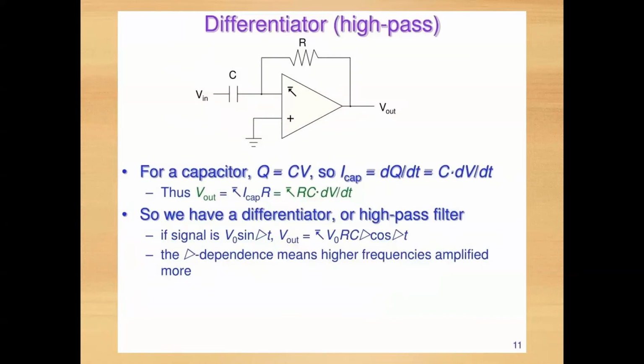Differentiator, high pass. For a capacitance, Q is equal to CV. So I capacitance is equal to C dV by dt. So V output becomes minus RC dV by dt. In the case of V naught sin omega t, V output is equal to minus V naught RC omega cos omega t. Thus, the negative dependence means the higher frequencies are amplified more.